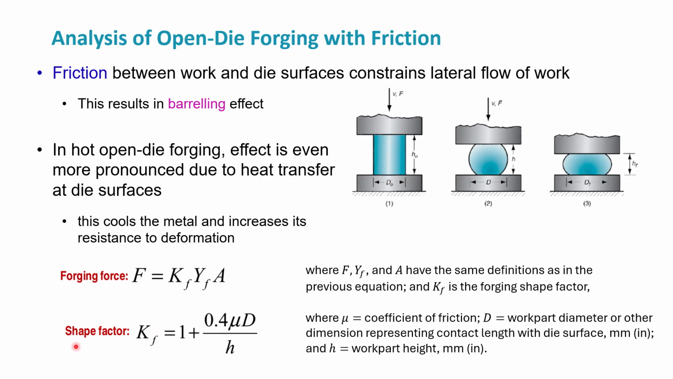You can see that the equation to calculate the shape factor is Kf equals 1 plus 0.4 multiplied by the coefficient of friction multiplied by the diameter, which is the instantaneous diameter, divided by the height, which is the instantaneous height. I'm going to use this equation to do the calculations for the force required for the forging operation.